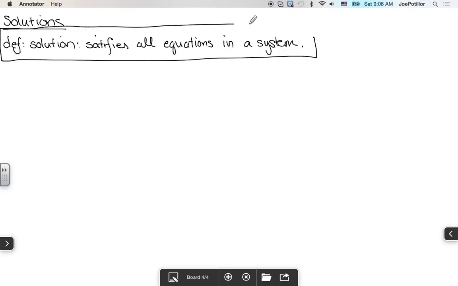So a solution satisfies all the equations that are set in a system, basically. Simply done. Now, you'll recall, of course, the types of solutions that are possible.